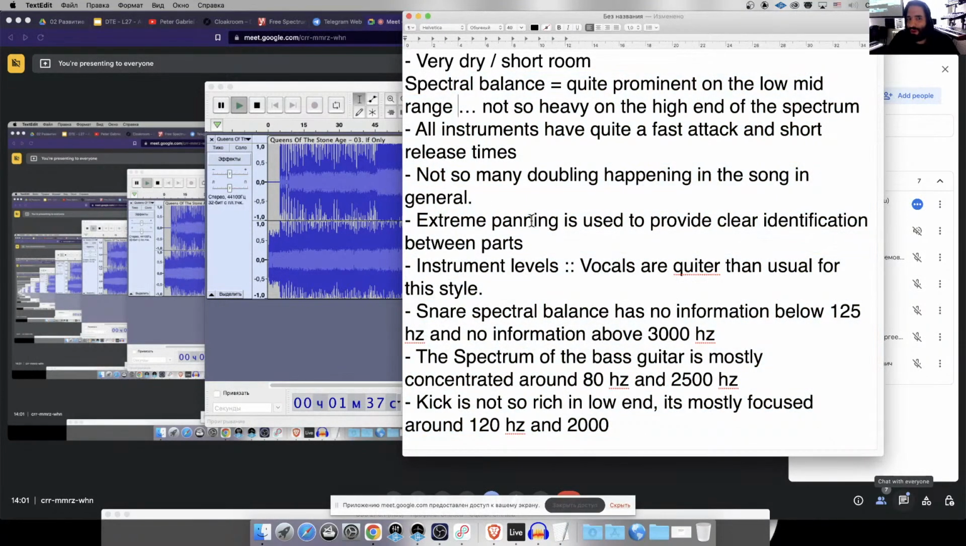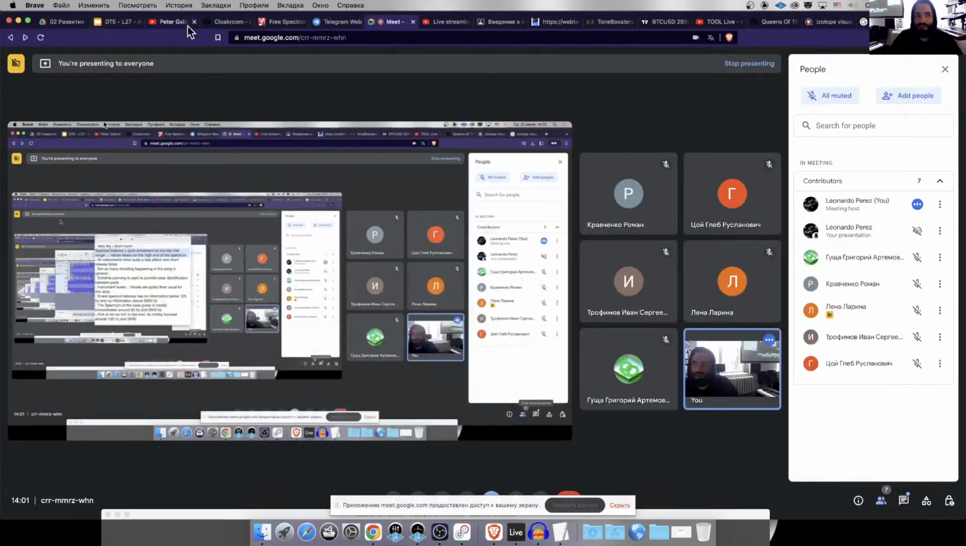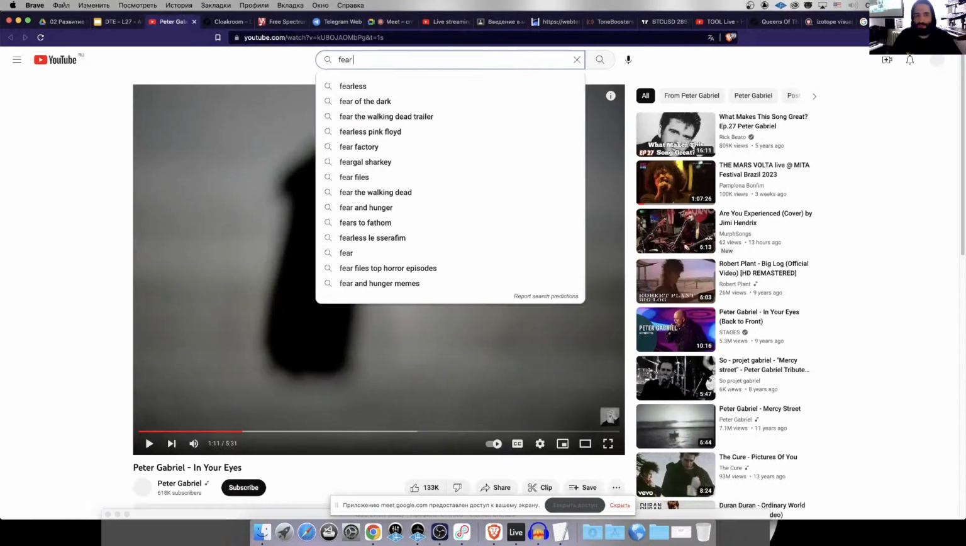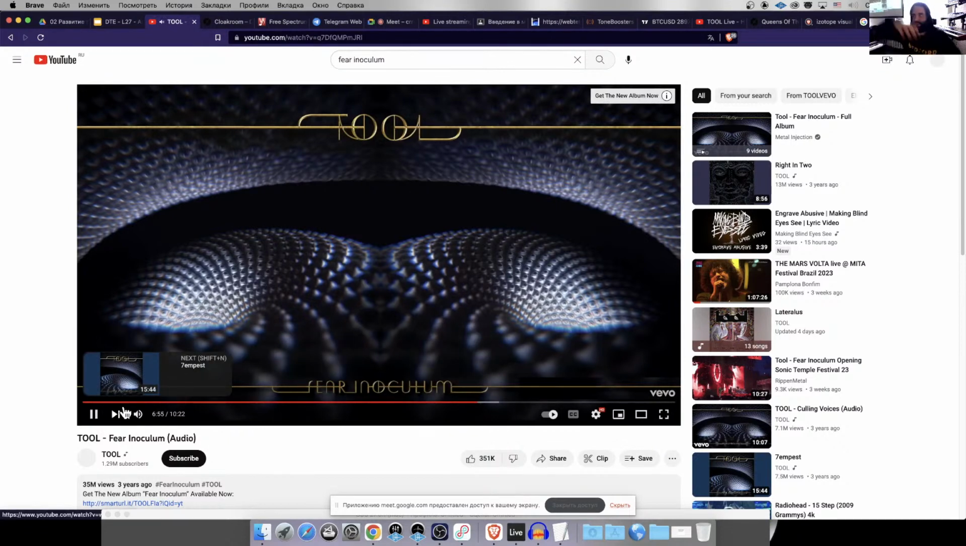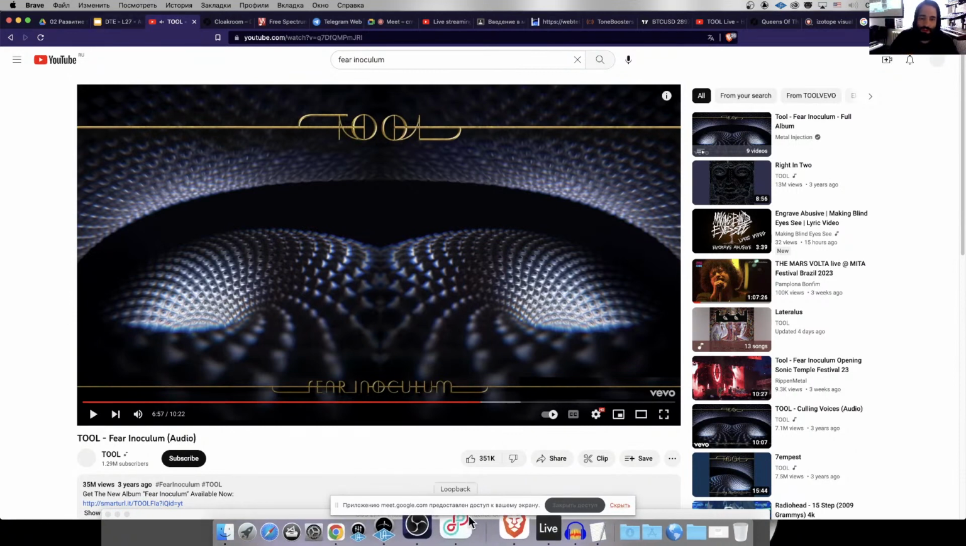What I think stands out the most in this mix, and it's a part of the style of this band, is that all instruments have quite a fast attack and short release times. I'm not talking about compressors, it's just the envelope of each instrument. The snares are not long. If you think about Fear Inoculum by Tool, same engineer by the way, the snares last, with a very long reverb around everything. But in here, it's very dry, a short room.